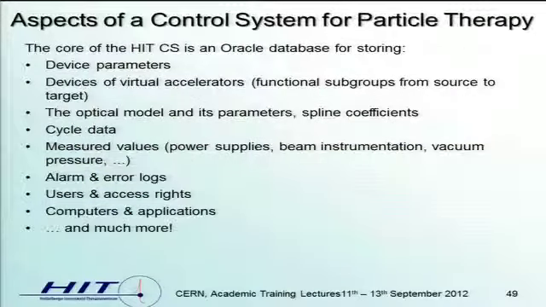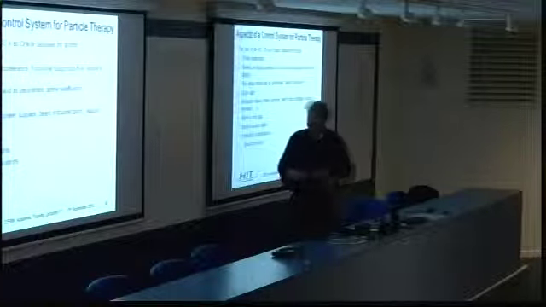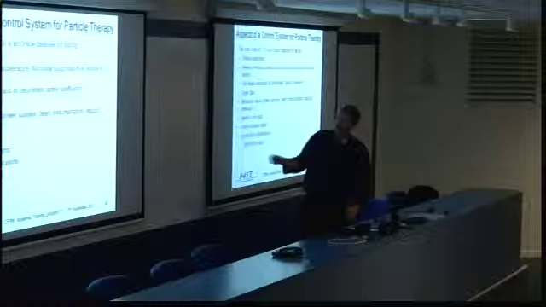So the heart of such a control system is clearly a database, in our case an Oracle database, for storing all the device parameters, all the devices which group a so-called virtual accelerator. These are functional subgroups from the source to the target. The complete optical model for all the different parts and all the parameters are in this database. We have a lot of spline coefficients because we interpolate data. I will come to that later on.